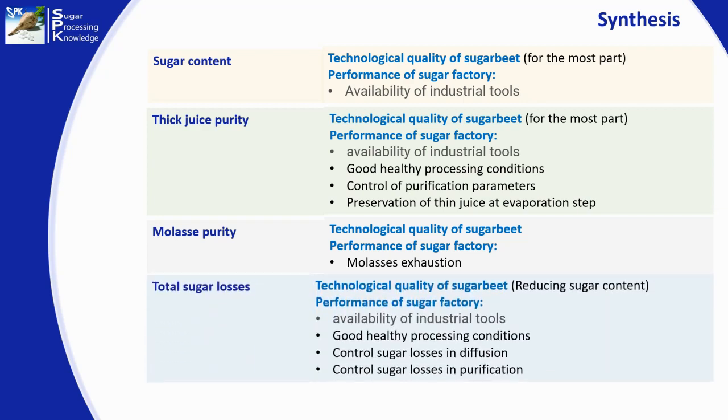Finally, the total sugar losses are impacted by the technological quality of the sugar beet. It is necessary to monitor the reducing sugars content in sugar beet, which is a good tracer of the degradation of the sugar beet quality. And then the performance of the sugar factory. We find the availability of industrial tools, good sanitary processing conditions, and the control of the known sugar losses, which are diffusion sugar losses and purification sugar losses.